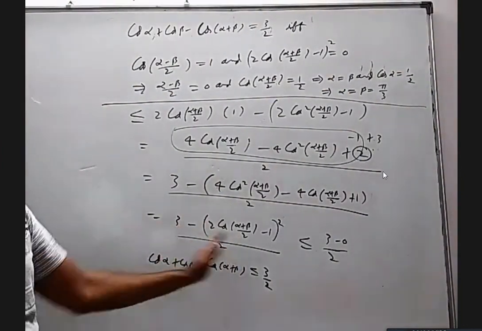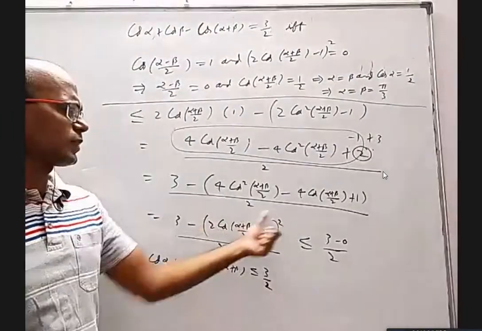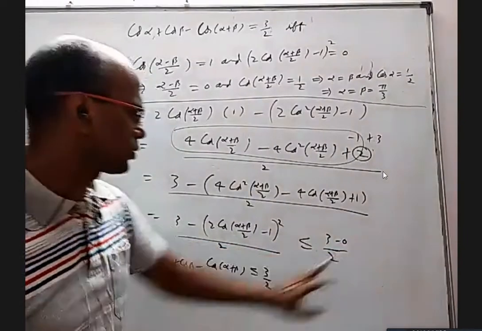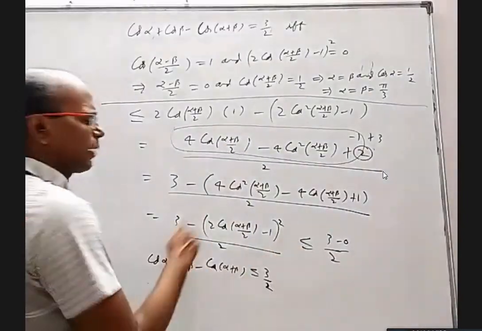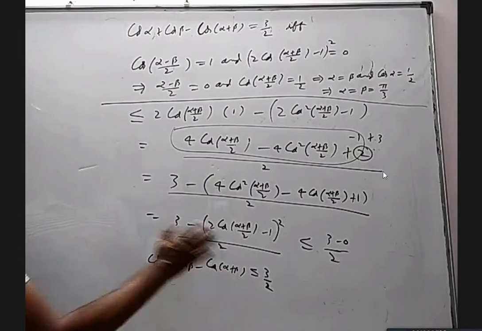If you want the difference of two quantities to be maximum, the first should be maximum and the second should be minimum. Something whole square, minimum is 0. That's why I removed this and kept 0. Then that is a bigger quantity than this. So 3 by 2 into 3 minus something, obviously the maximum value is 3. So 3 by 2 is the max. I proved this is less than or equal to 3 by 2.